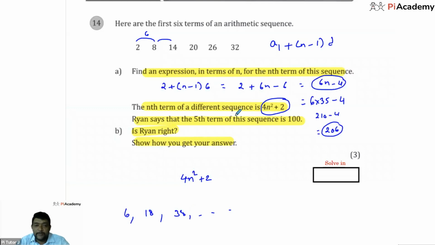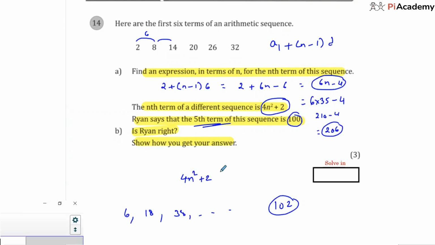Okay, that's the sequence. But he's asking you to find the fifth term. So 5 squared is 25. 25 times 4 is 100. 100 plus 2 is 102. You see? But Ryan says the fifth term of the sequence is 100. Is Ryan correct or wrong?